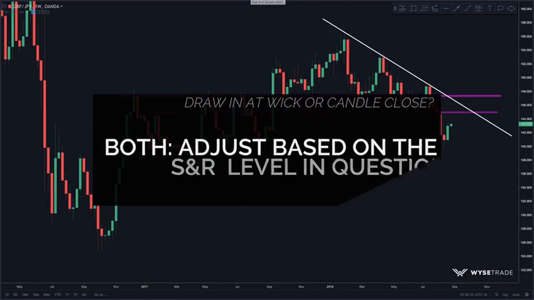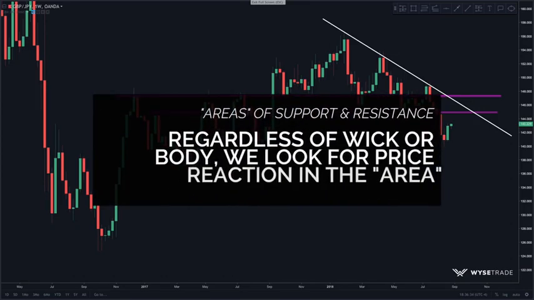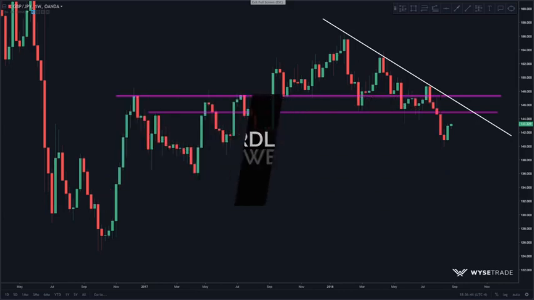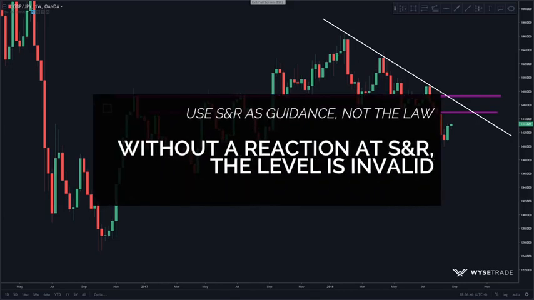Because remember, in the earlier lessons, we state that even though we are drawing in support and resistance levels, we treat them as areas of support and resistance, not solid numbers, meaning we expect price to react in the general area. Think about it like this. Support and resistance levels are only valid if you get price action at these levels. It is just areas where buyers and sellers can potentially enter and exit the market. And if they don't take action at these levels, this means the level is invalid.